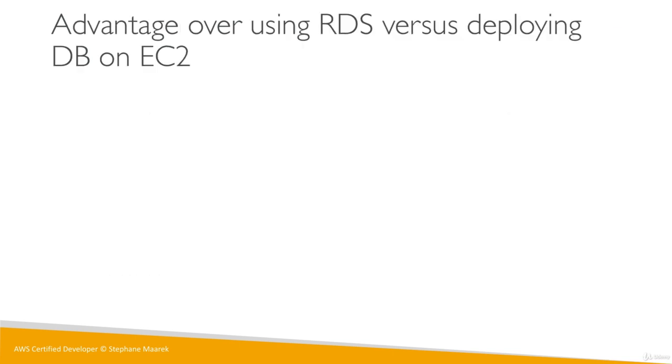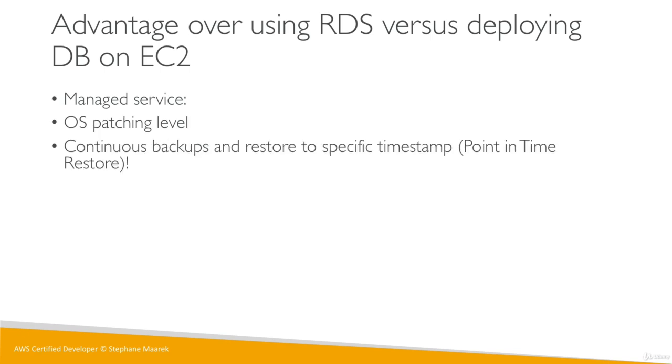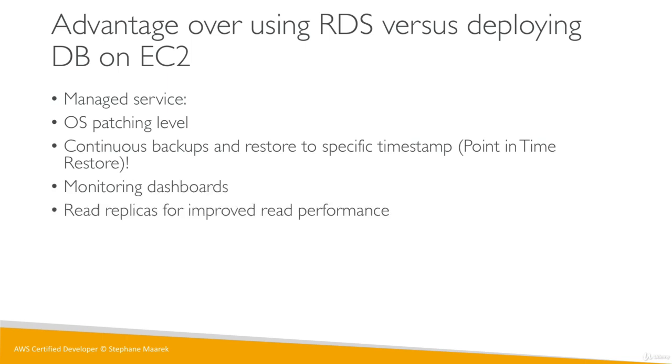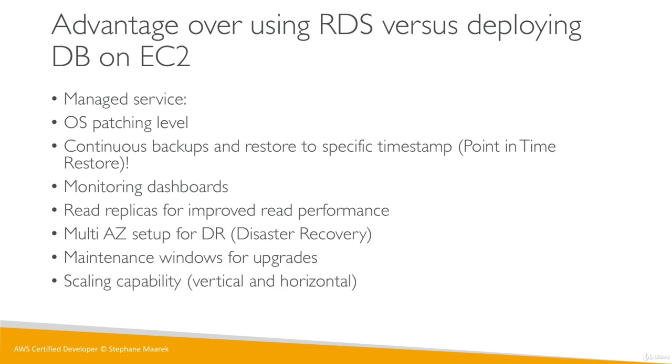So why would you use RDS versus, I don't know, maybe deploying your own database on EC2 with maybe EBS? Well, it's a managed service, so you get a lot out of it. You get OS patching, continuous backup and restore, and being able to restore to specific timestamps. You get monitoring dashboards. You get read replicas if you want to improve the read performance. You get multi-availability zone setups for disaster recovery. You get maintenance windows for upgrades, and you get scaling capability if you want to scale it vertically or horizontally.